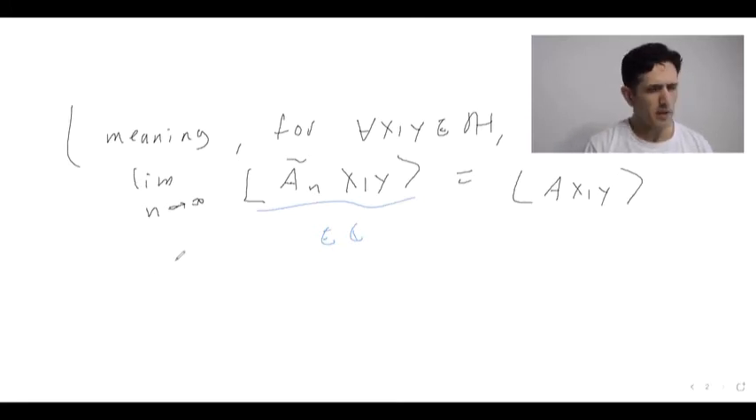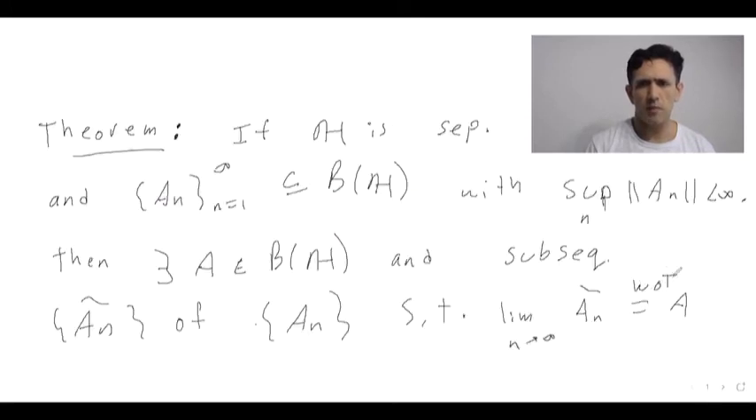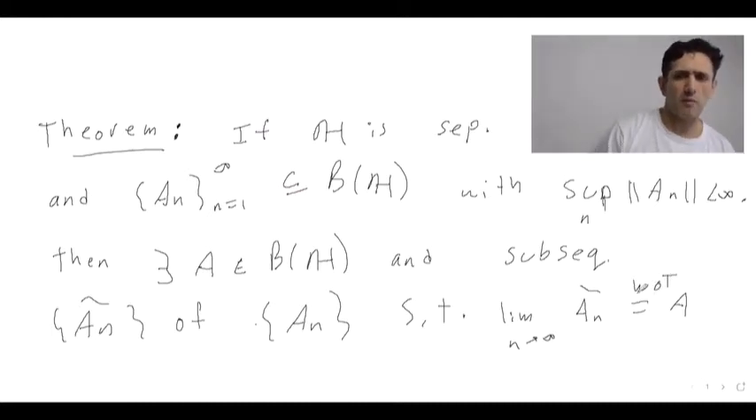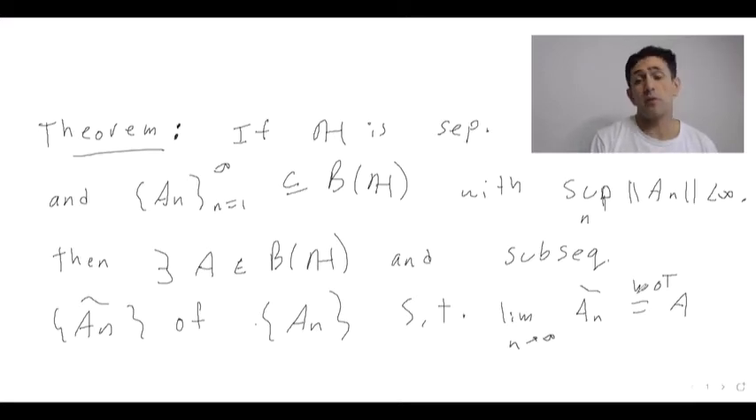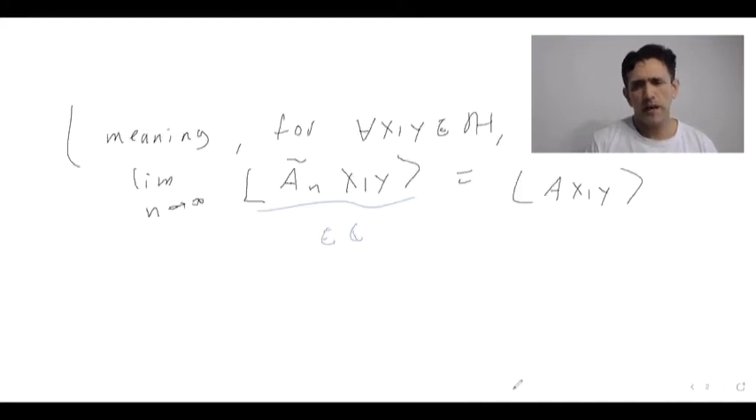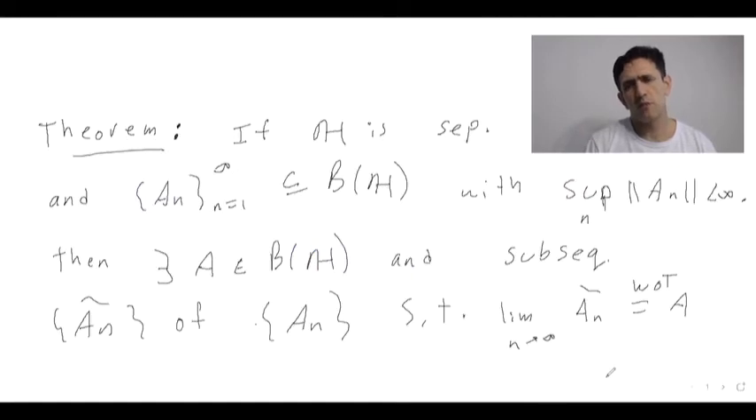And this is not true if you replace the weak operator topology with the strong operator topology or the operator norm. You definitely do not necessarily have that. Anyhow, like I said, the proof is very similar to the proof of the Banach-Alaoglu theorem.